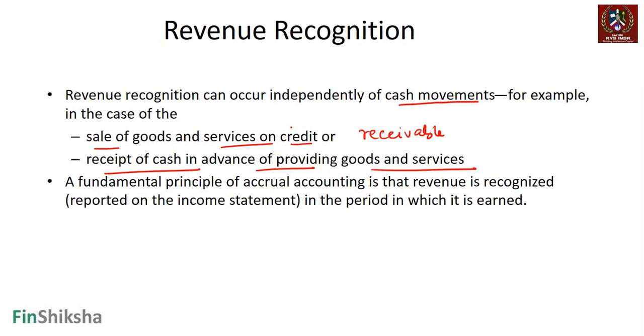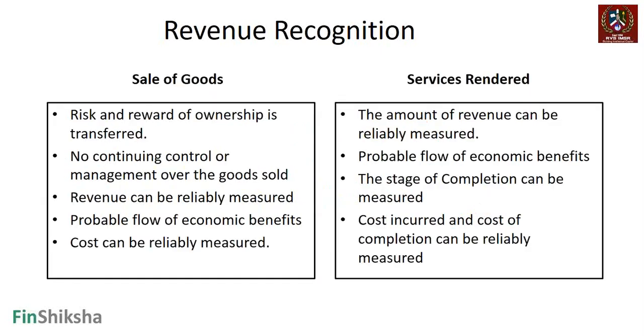Now, a fundamental principle of accrual accounting is that revenue is recognized in the period in which it is earned. When we say recognized, we mean reported in the income statement. So when is it earned is the question for us. Once we know that it has been earned in that period, then it has to be recognized in the income statement in that particular period itself, right? Now, let's understand how you define whether the revenue has been earned in that period, right?